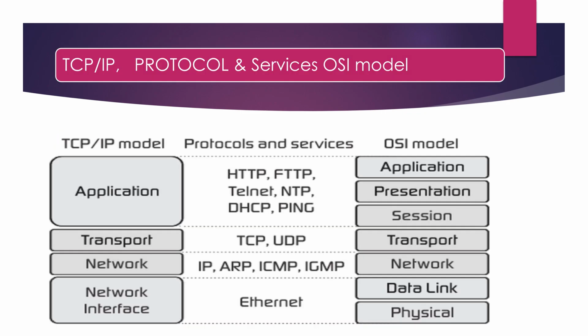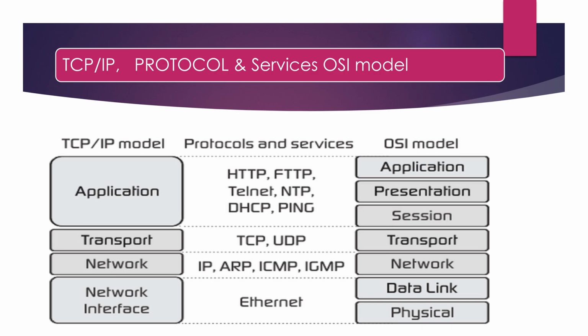So here is the TCP/IP model, protocols and services, and OSI model. The layers of the TCP/IP model are application, transport, network, and network interface. Protocols and services are HTTP, FTP, Telnet, NTP, DHCP, ping. In the transport layer, it is TCP and UDP. In the network layer, it's IP, ARP, ICMP, IGMP. And in the network interface, it is the Ethernet connection.